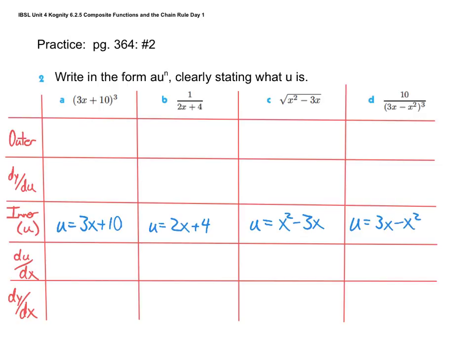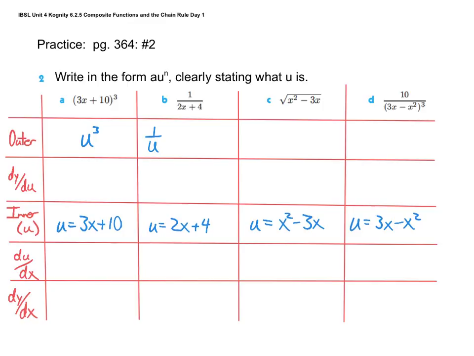Okay? So that's the easy part. We've got our inner function. Now, the outer function, what is that for A? U cubed. Okay, it's something cubed, so u cubed. All right, how about for B? 1 over u.